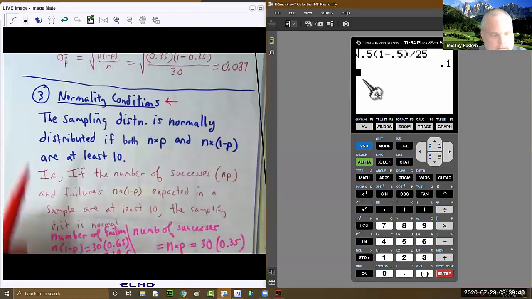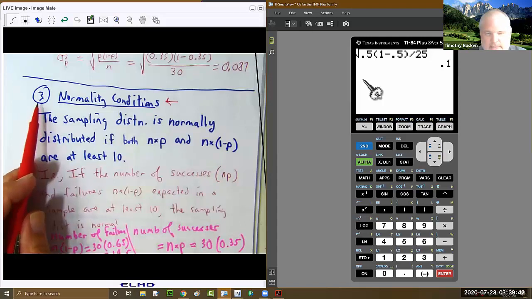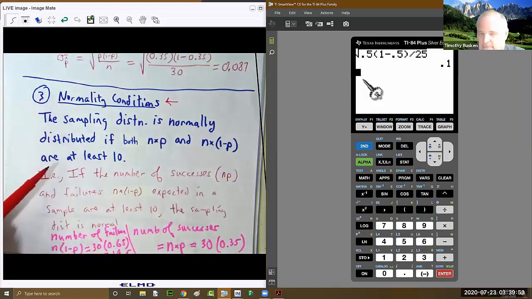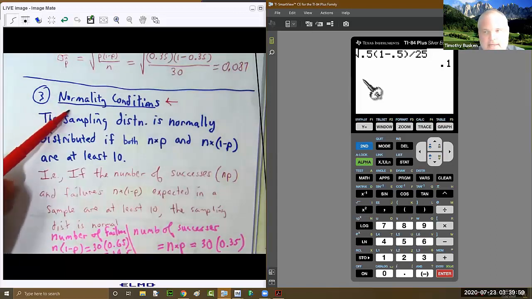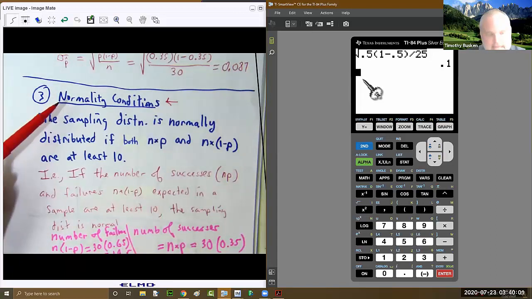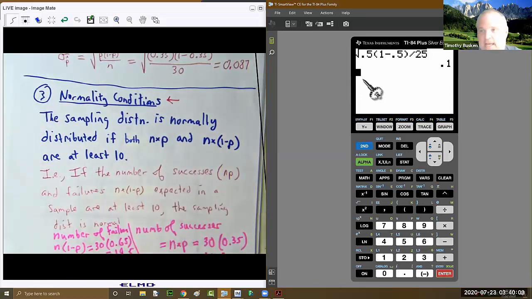And right now we're talking about the sampling distribution of p hat, but in chapter 11 we'll be talking about the sampling distribution of x bar. And when we go back and reread the three properties of the sampling distribution of x bar, they'll be slightly different, and your normality conditions will be slightly different than it is for the sampling distribution of p hat.